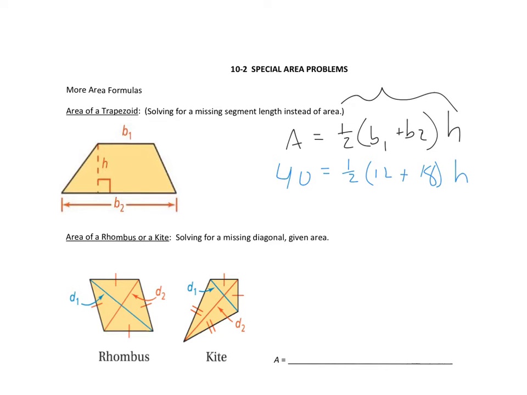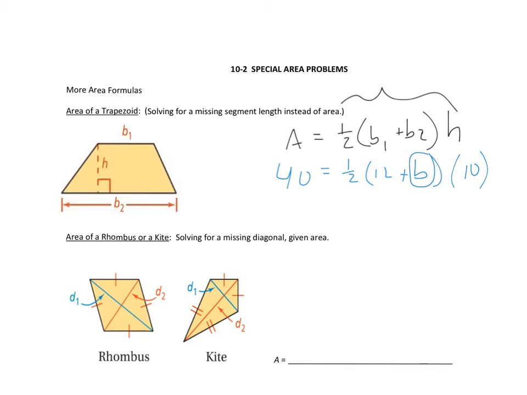But the example that's going to be particularly interesting, the one I want you to pay special attention to, is what if we're given only one of those base lengths, and let's say the height's 10 or something. How would we solve for this missing part? That's what I want you to pay attention to today.